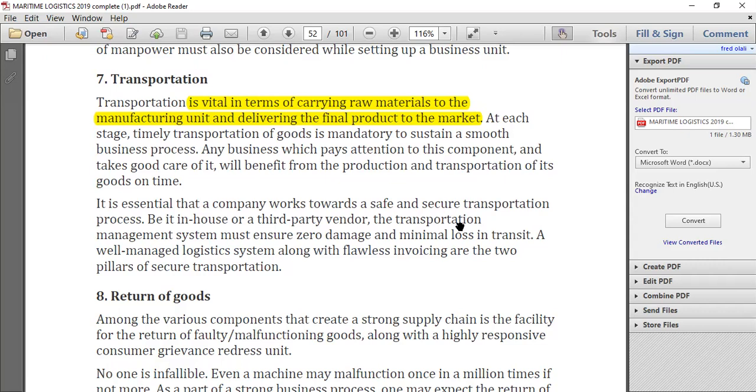So it is essential that a company works towards a safe and secure transportation process, be it in-house or the third-party vendor. The transportation management system must ensure zero damage and minimal loss in transit. So a well-managed logistics system, along with the flawless invoicing, are the two pillars of secure transportation.